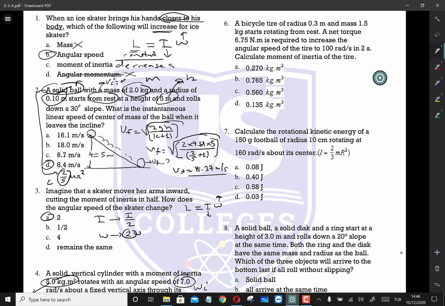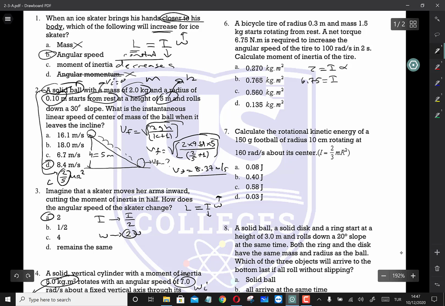So we have two rules for calculating the bicycle tire's moment of inertia. One of them is, if you approximate the tire to a perfect hoop, you can use mr squared. But in this question, because it is not told that the tire is approximated to a hoop, you shouldn't use that equation, which means you are going to use the equation torque equals I times alpha for calculating the moment of inertia. Torque is given, 6.75. I is the unknown.